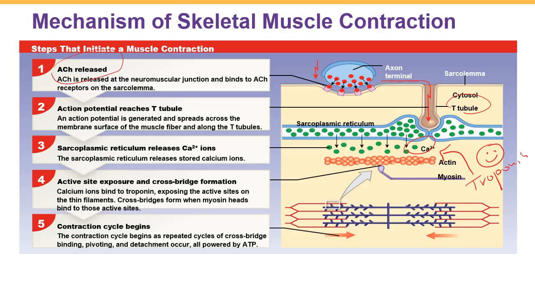So then the calcium ion binds to troponin, and because troponin also binds to tropomyosin, binding calcium to troponin changes the shape of troponin, and then it pulls the tropomyosin away from the active site on the actin molecule. So the active sites on the thin filaments are exposed. Then the myosin head binds to those active sites and the contraction cycle begins.